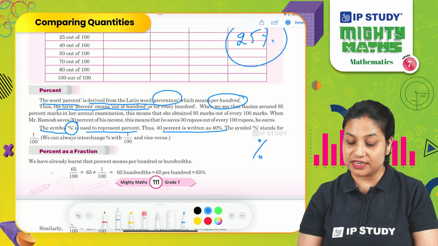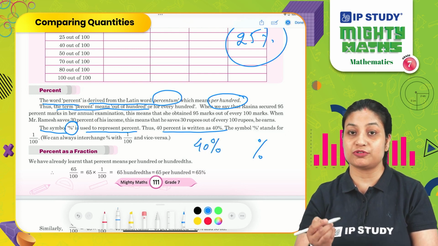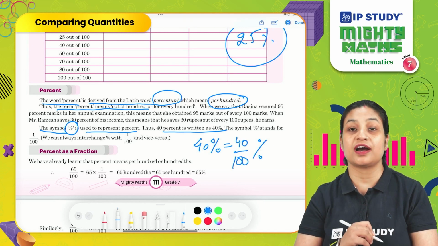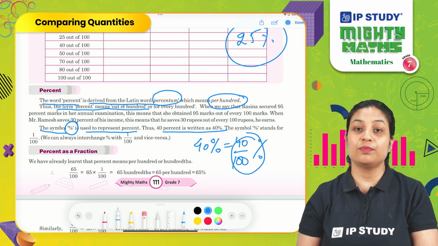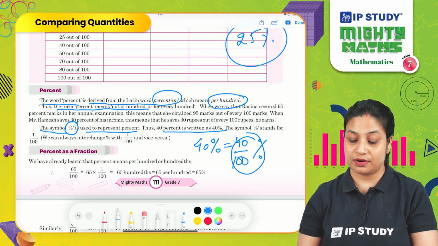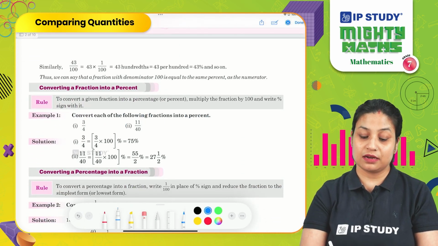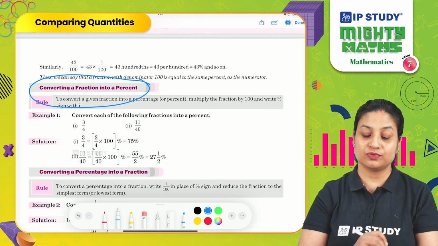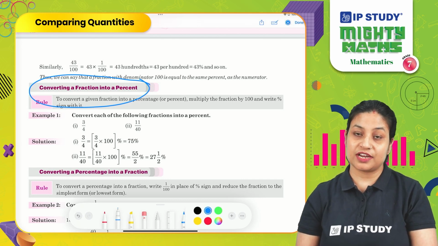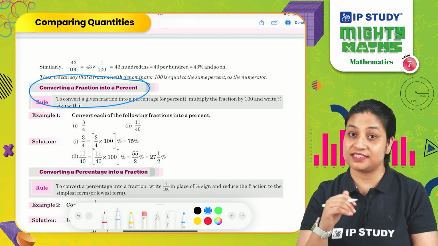So if I'm writing 40%, what does it mean? As I've told you, percent means out of 100. So I can write it like this, 40 out of 100, right? So I hope you have understood the meaning of percentage and how to express percentage, right? Now, let's move on to the first topic, that is converting fractions into percent. So how are we going to do that? So dear student, there is a rule that you are going to follow in order to convert any fraction into percentage, and let's see what that rule is.